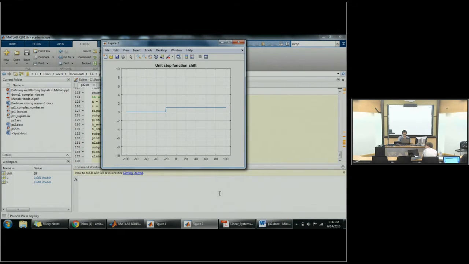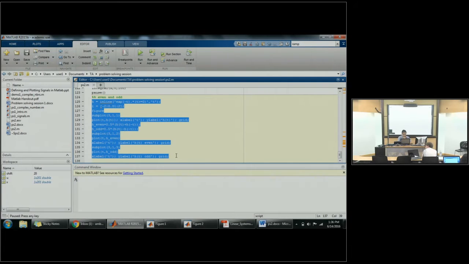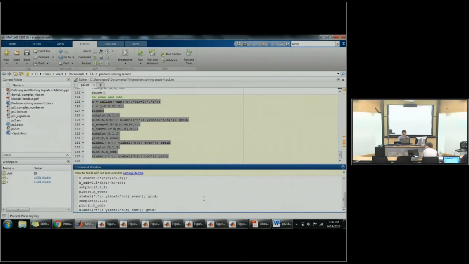Oh, interesting. Let me just... what is happening to my computer?